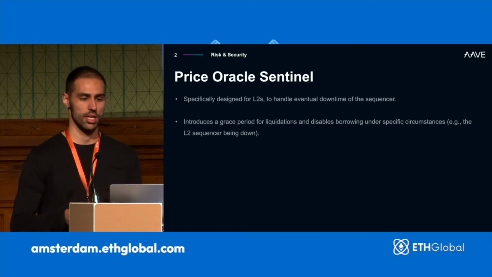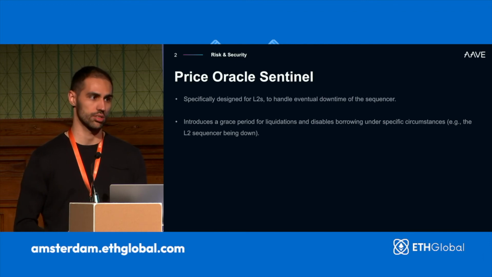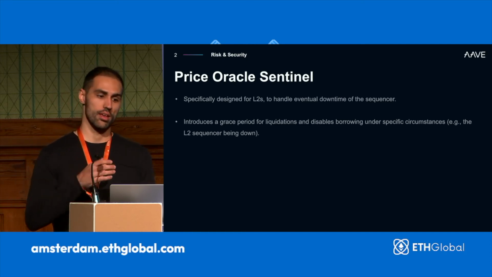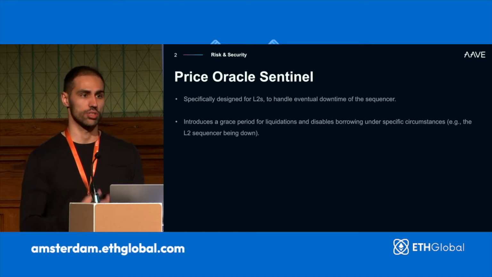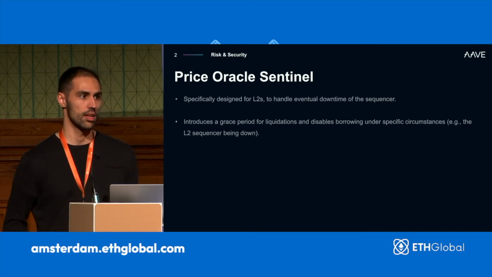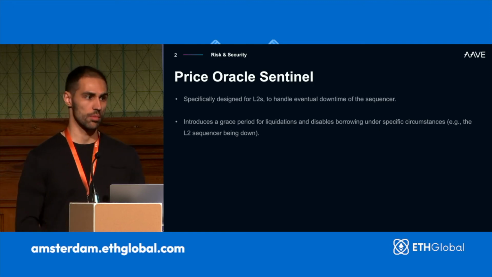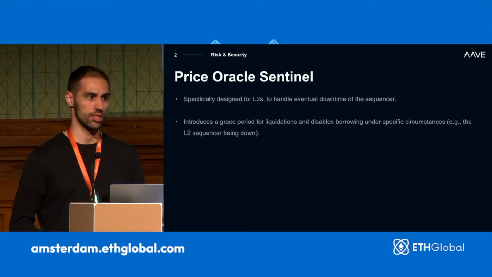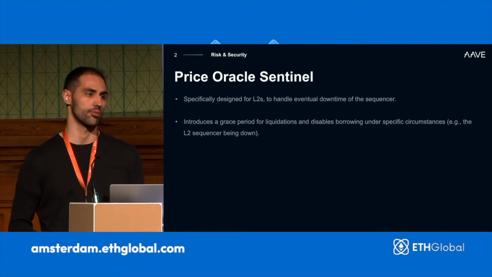During this downtime, we could have price variations, and these price variations could affect the users' positions in some way. When the sequencer goes up and the network starts working again, these users could have their positions affected, since all the price variations come into play at once. In order to mitigate this scenario, the protocol introduces a grace period, which is a duration of time in which the users are able to fix their positions in order not to get liquidated.